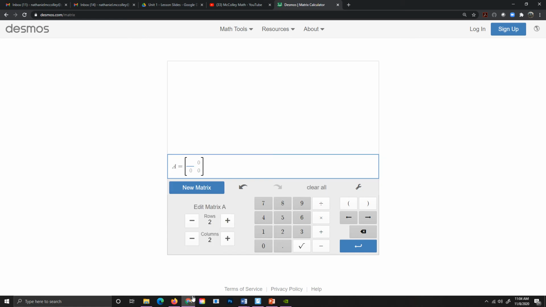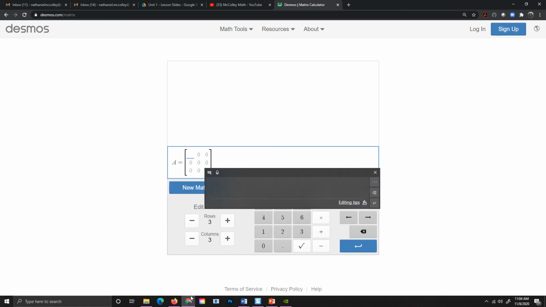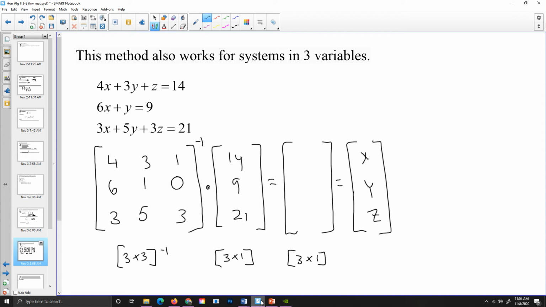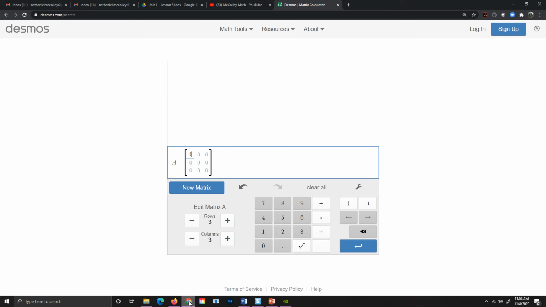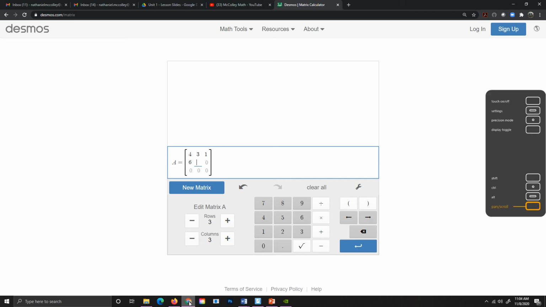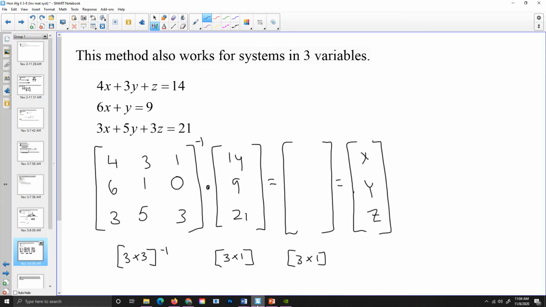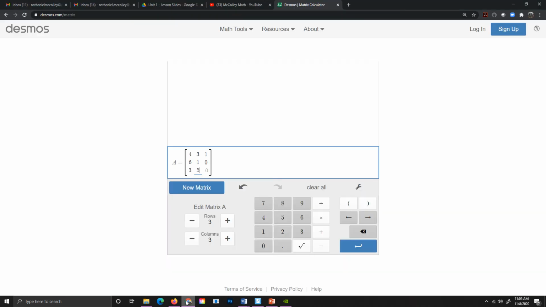So we're going to hit new matrix. We're going to hit a plus for rows and a plus for columns. And we're going to get rid of that. And so I got to check my values again. It was 431, 601, and 353. Let's see if I can remember all those. Probably not. So 4, right arrow, 3, 1, and then it was 6, 1, and then a 0, and then I forgot. So let's go back. 3, 5, 1, 3, 5, 3. There we go. So 3, 5, 3, and we'll hit enter.